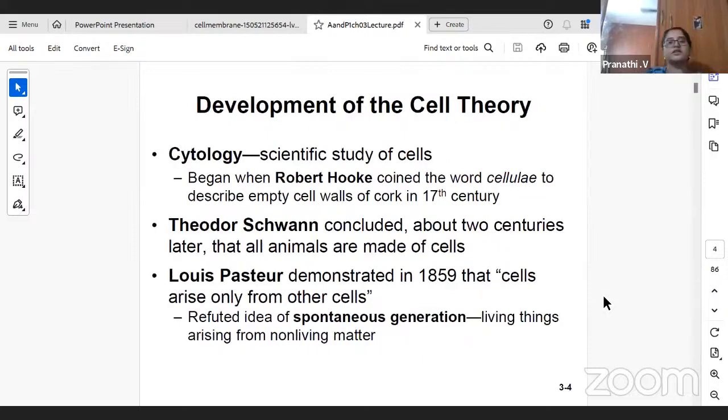So when it comes to the basic cell theory, the study of cells is cytology. And Robert Hooke was the first scientist, in fact. He had coined the term cellulae. So he had actually seen the onion cells. He had taken the onion peel and studied it under the microscope. Theodor Schwann said that all the animals are made up of cells. Louis Pasteur had demonstrated that cells come from pre-existing cells.